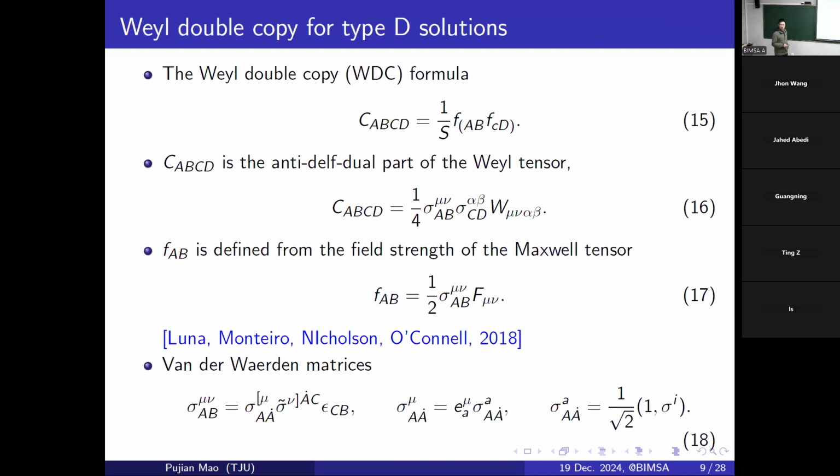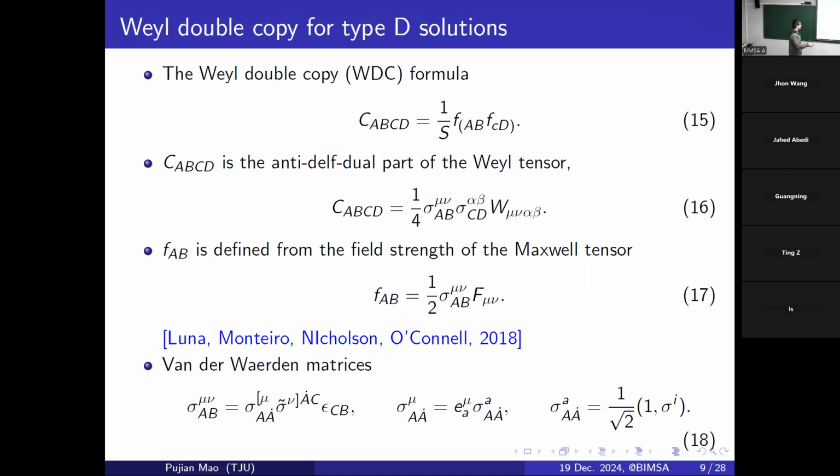Any questions? Okay. And then the next version of classical double copy is the Weyl double copy. People start to look directly at the physical quantities, the Weyl tensor and the Maxwell tensor.